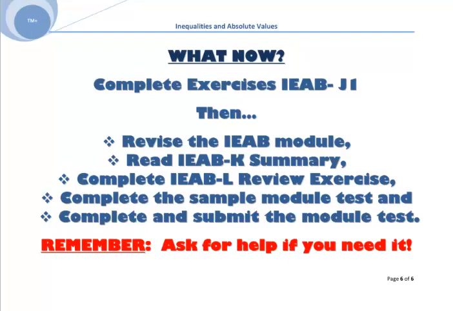What now? Complete exercises J1. Then we've finished, so you need to revise the module, read the summary, complete the review exercise. You complete the sample module test if you'd like, and then complete and submit the module test. Please remember to ask for help if you need it.